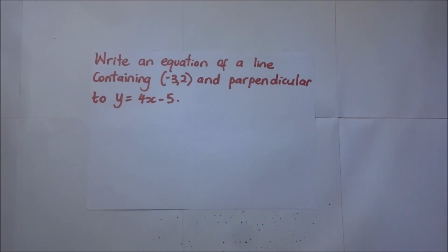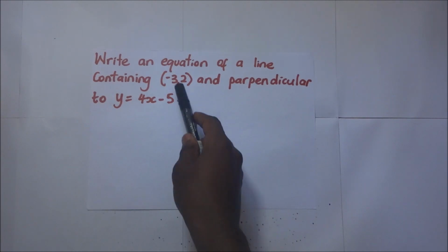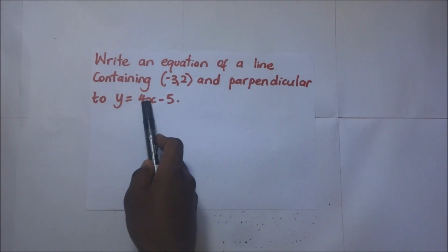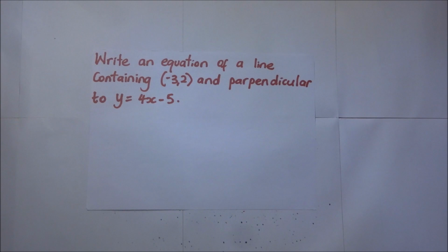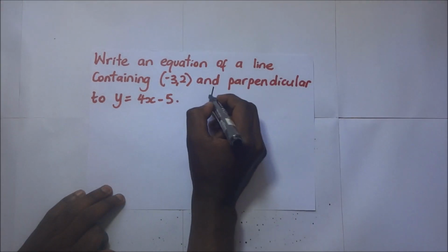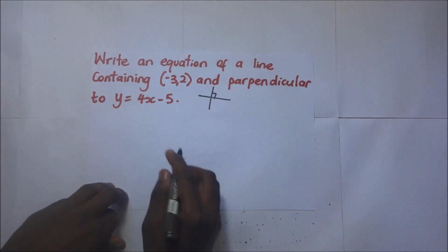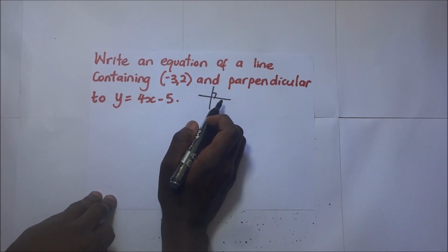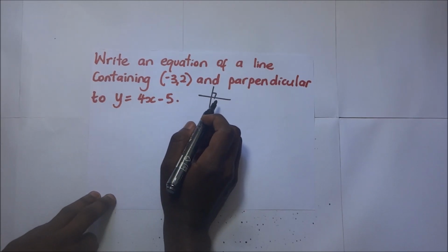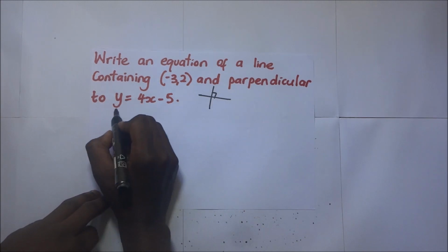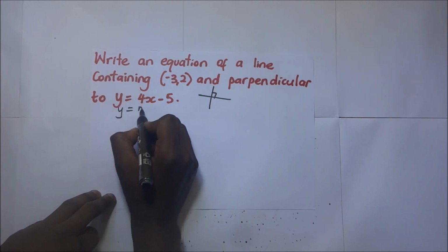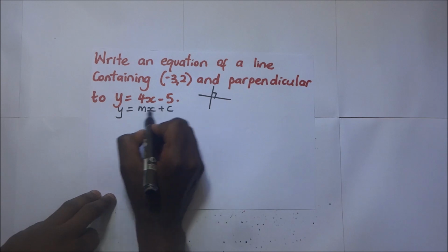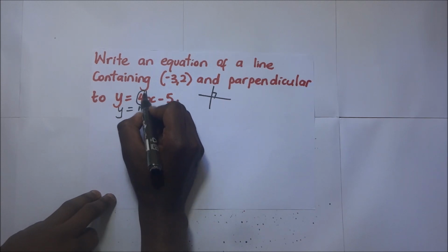Here we are required to write an equation of a line that contains this point and is perpendicular to y equals 4x minus 5. Now, these are lines that are perpendicular to each other. They meet at 90 degrees. What do we know about perpendicular lines? When we multiply their gradients, the answer we get is -1. This is in the form of y equals mx plus c, and the value of m in this case is 4.